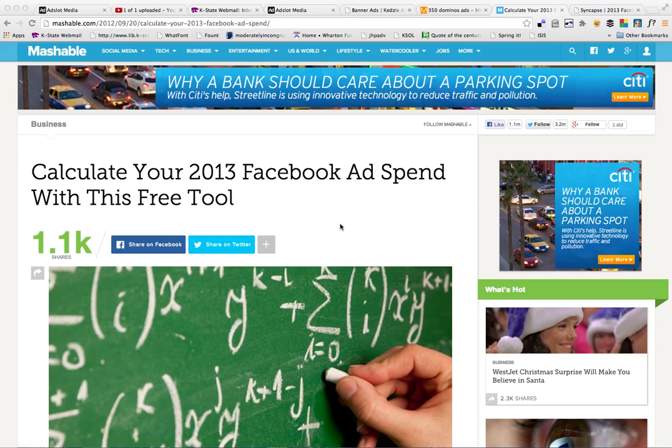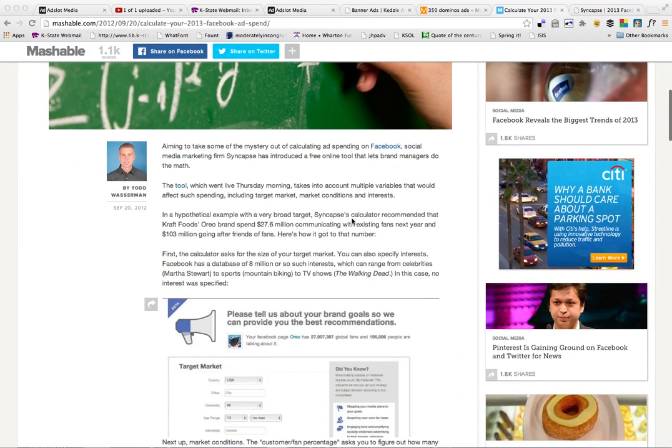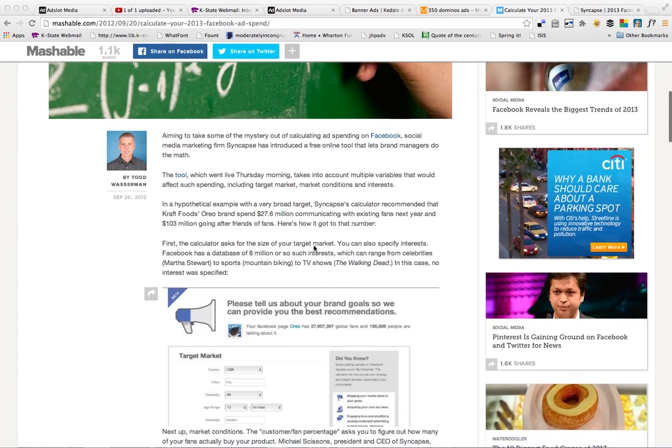to project the cost of Facebook campaigns. I'm including with this a brief article in Mashable from fairly recently where they used this tool to do a little bit of a comparison, talking about, for example, how people have used Syncapse to spend a certain amount of money on their campaigns, how many people they would end up reaching.